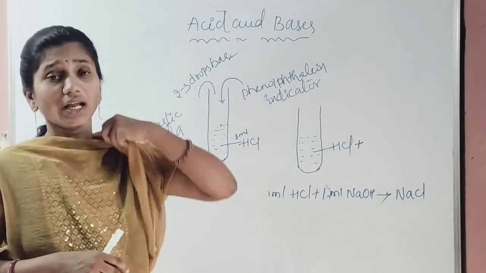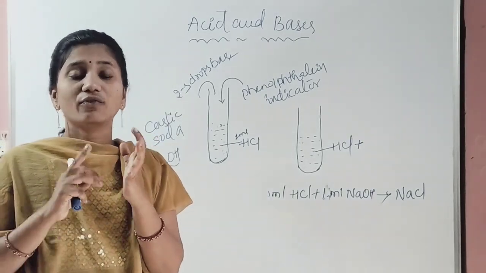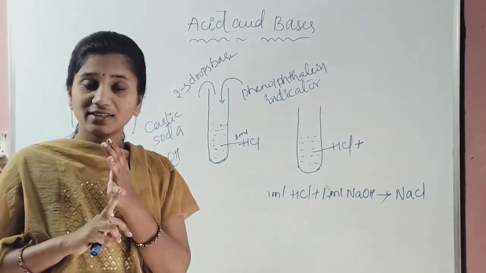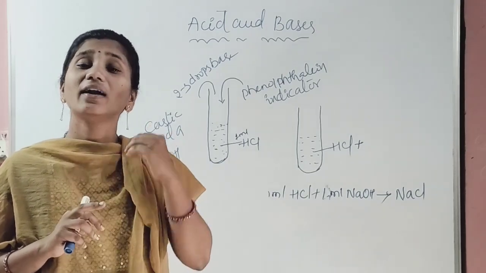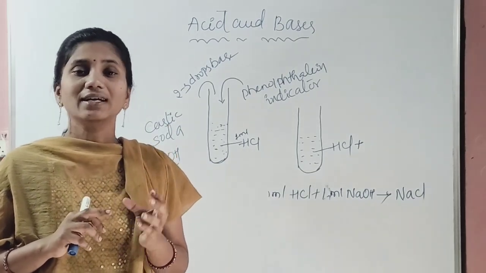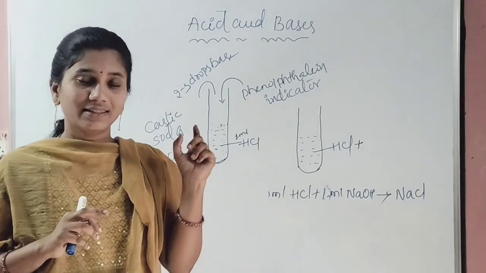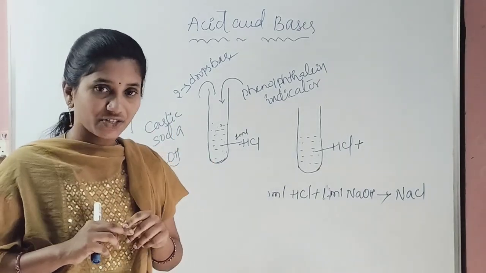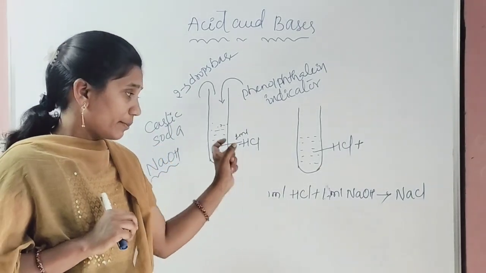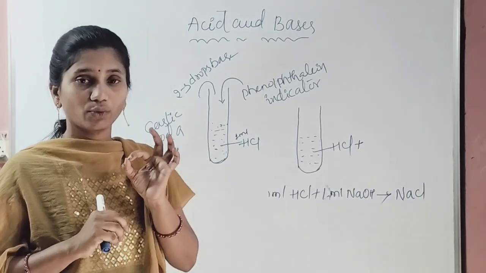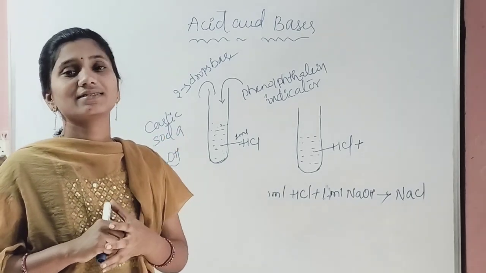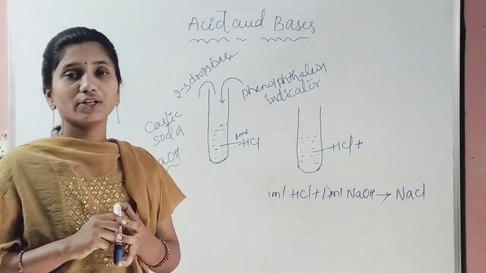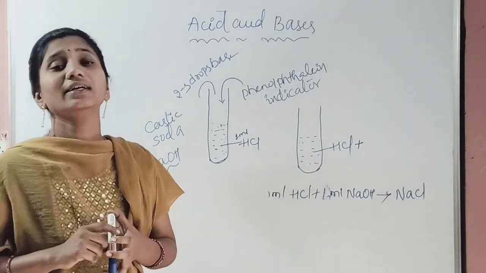So when do we make a neutral solution? Whenever any acid is mixed with base in equal concentration, there is a formation of salt. That process is said to be neutralization, and that particular solution is a neutral solution. Neutral solutions have no effect on indicators.